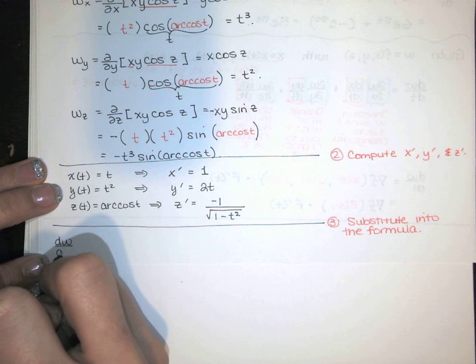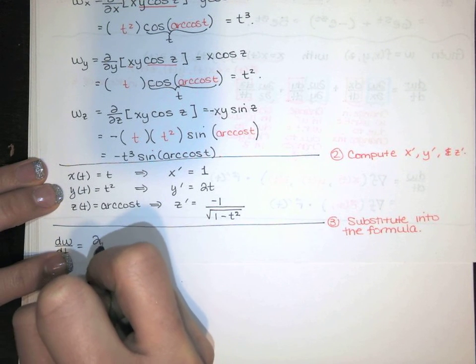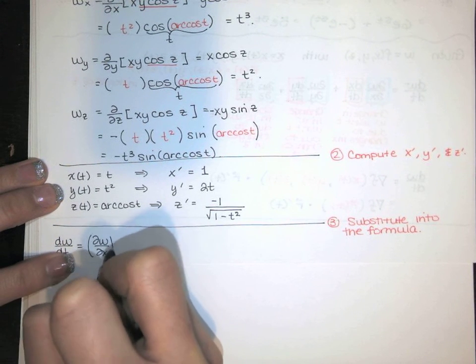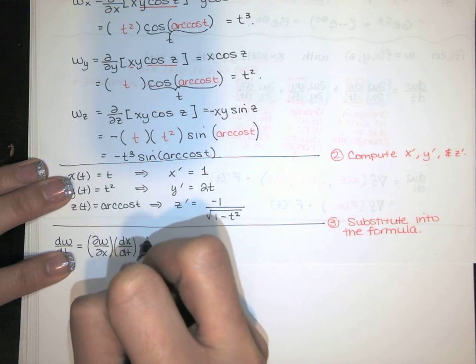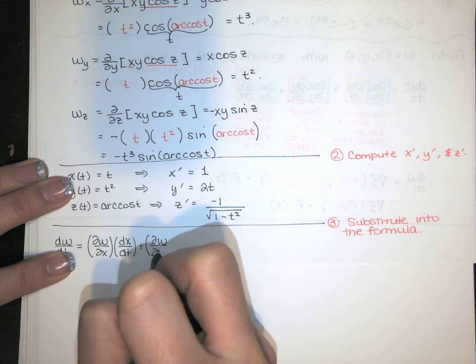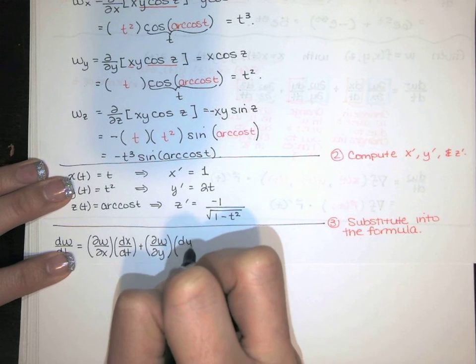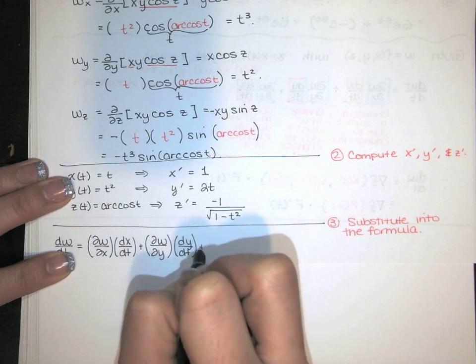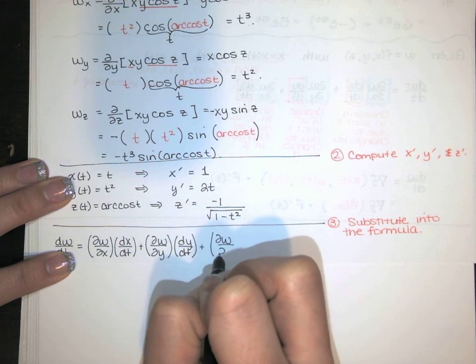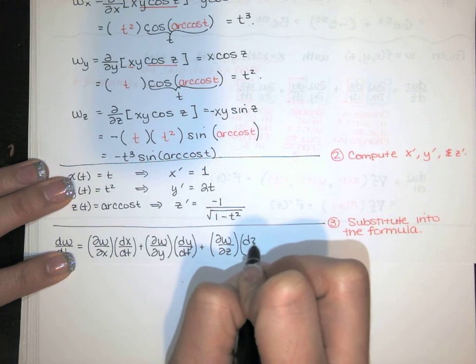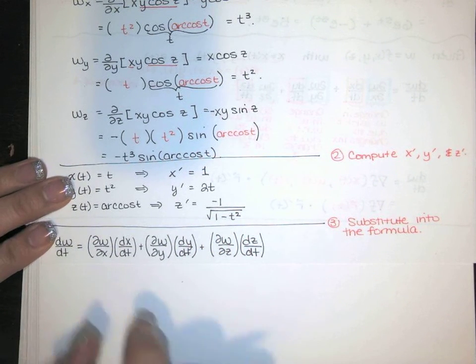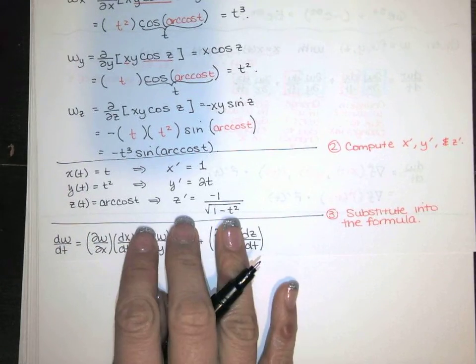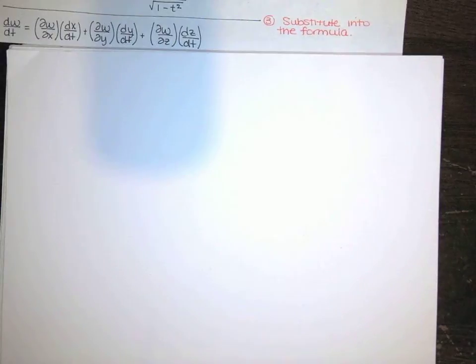dw dt is partial of w with respect to x times dx dt plus the partial of w with respect to y times dy dt plus the partial of w with respect to z times dz dt. These parentheses aren't necessary. I don't know why I wrote them. I think I wrote them because I'm thinking of the next step when I'm going to be substituting in all of these parentheses. So let's write that next step down.